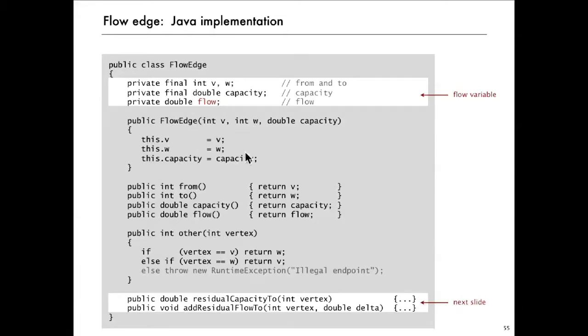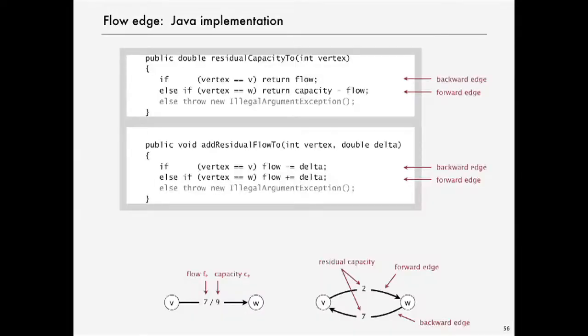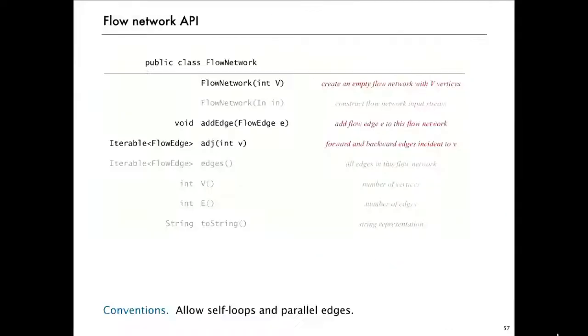So create an edge just with a V to W and a given capacity, just fill in the instance variables. And then all these other ones are just getters. Other is just like in an undirected graph. And then residual capacity and add residual flow are also easy to implement. So residual capacity, if it's on the from edge, you return the flow. If it's on the to edge, it's a backward edge, you return capacity minus flow, just as we said. And add residual flow makes the same test to decide whether to add or subtract the flow. So very simple implementations of all of those operations for our flow edges in a flow network.